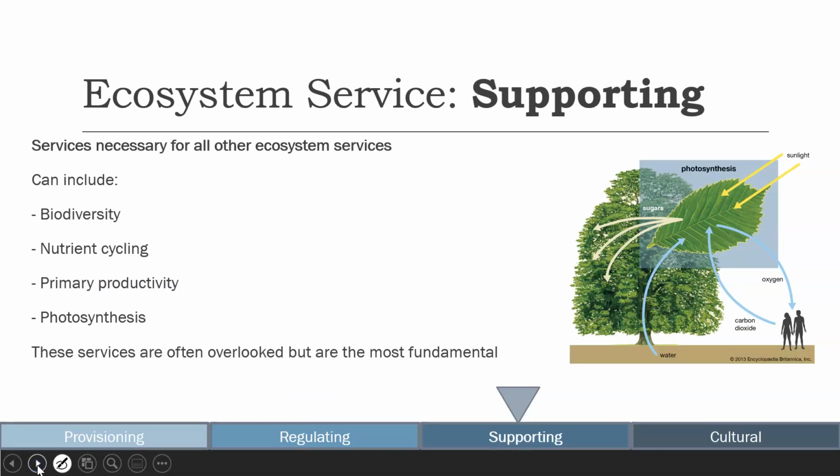We also have supporting services. Now these ones are often overlooked, but are probably the most fundamental to making our entire Earth and all systems within it function. So these are the services that support all the other ecosystem services. So you're not going to have pollination without primary productivity, because that's our plants, and photosynthesis is necessary or there's no plants. We have nutrient cycling. We've talked about the carbon, and the phosphorus, and the nitrogen, and the water cycle, and even biodiversity as a supporting service to support having lumber because of biodiversity.